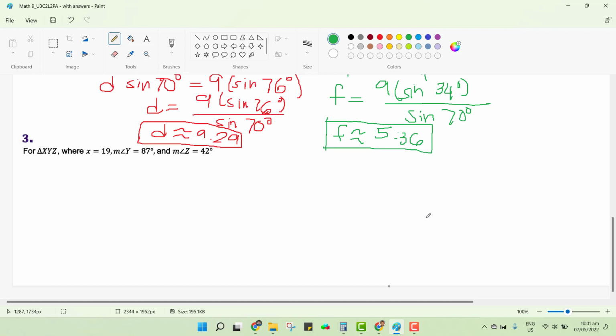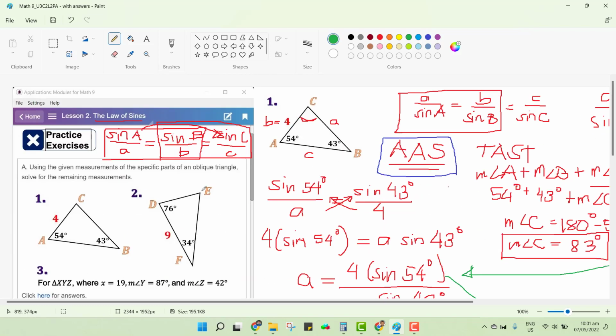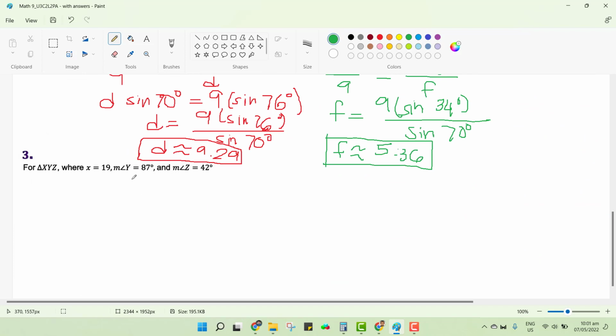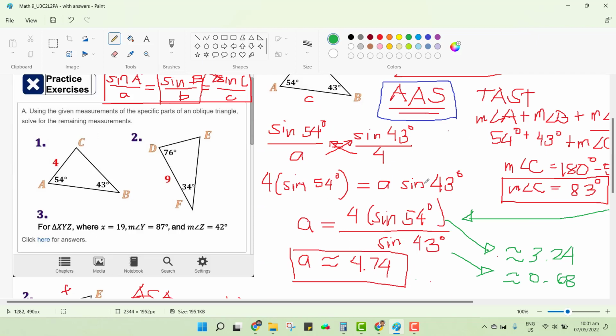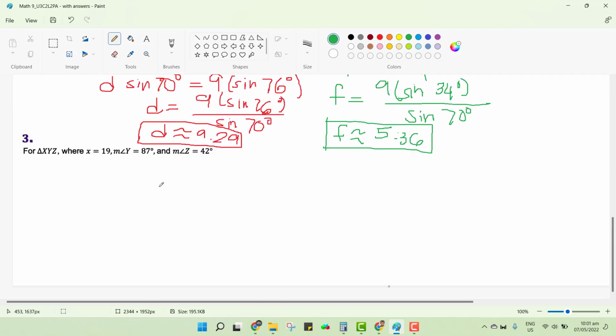We have used that concept that the capital letter represents the angle and its lowercase letter represents the side. What type of triangle is this, an oblique triangle? Is it AAS, ASA, or what else? Because if it's not AAS or ASA, we might have a different way of solving this. But notice, you have here side x, angle Y, and angle Z.